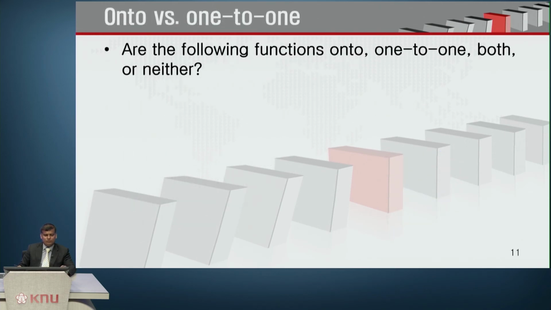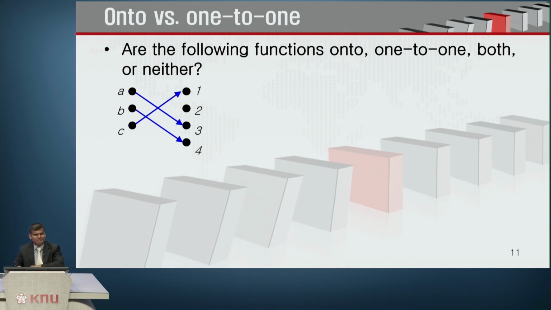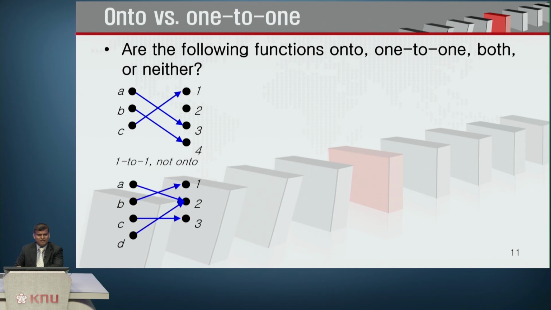Let's see, we can find whether the following are a one-to-one function, an onto function, or neither. What about this? What do you think? Right, it is a one-to-one function, not onto. All the elements A, B, C have a unique element mapped to it. How about this one? Yes, it's an onto function, not one-to-one.